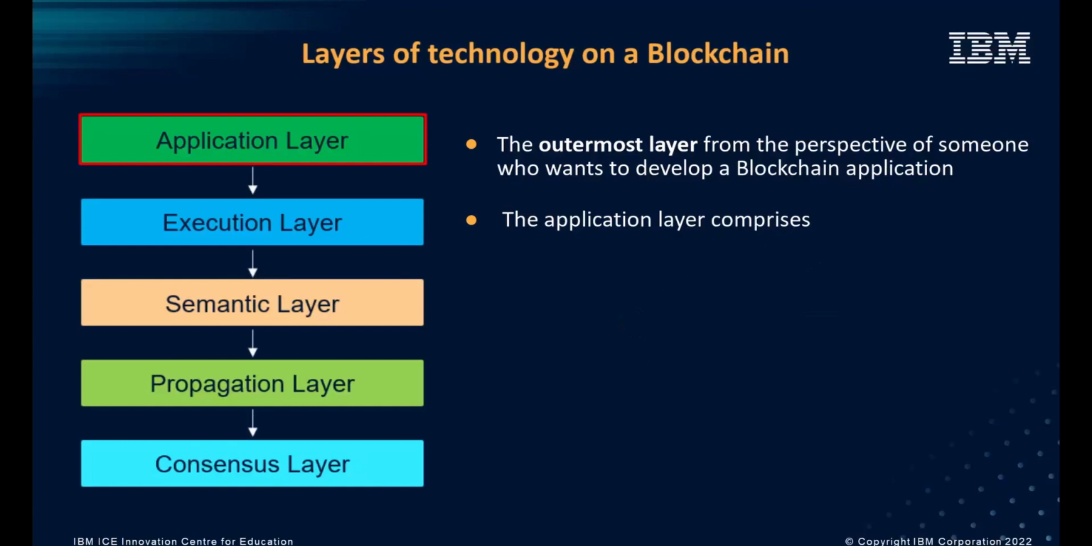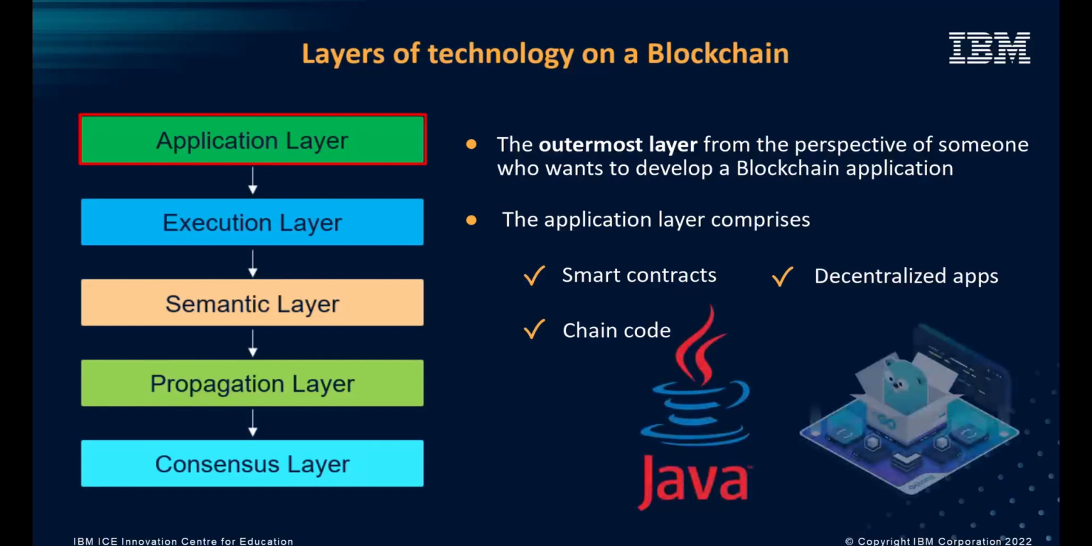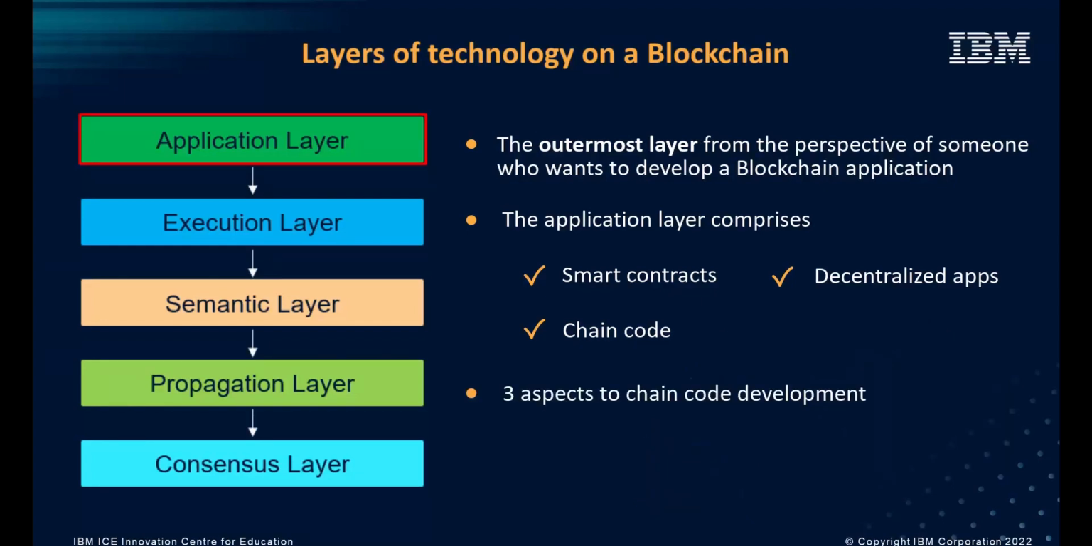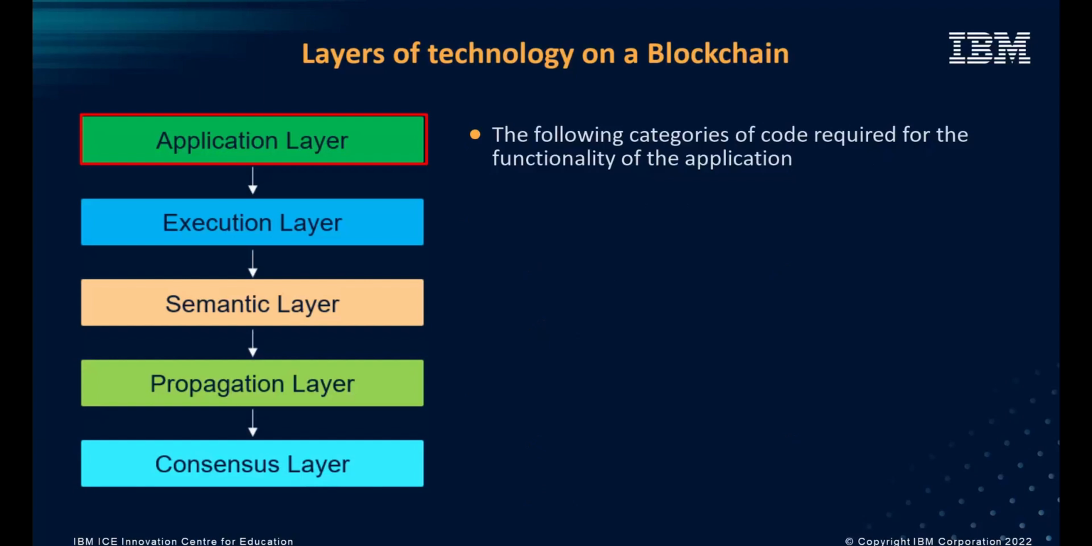The application layer comprises smart contracts, decentralized apps, other chain code. Chain code is code that is written in supported languages such as Java or Go. There are 3 aspects to chain code development: interfaces, APIs, and responses. The application layer will have the following categories of code that are necessary for the functionality of the application: user interfaces, application programming interfaces, scripts, and frameworks.